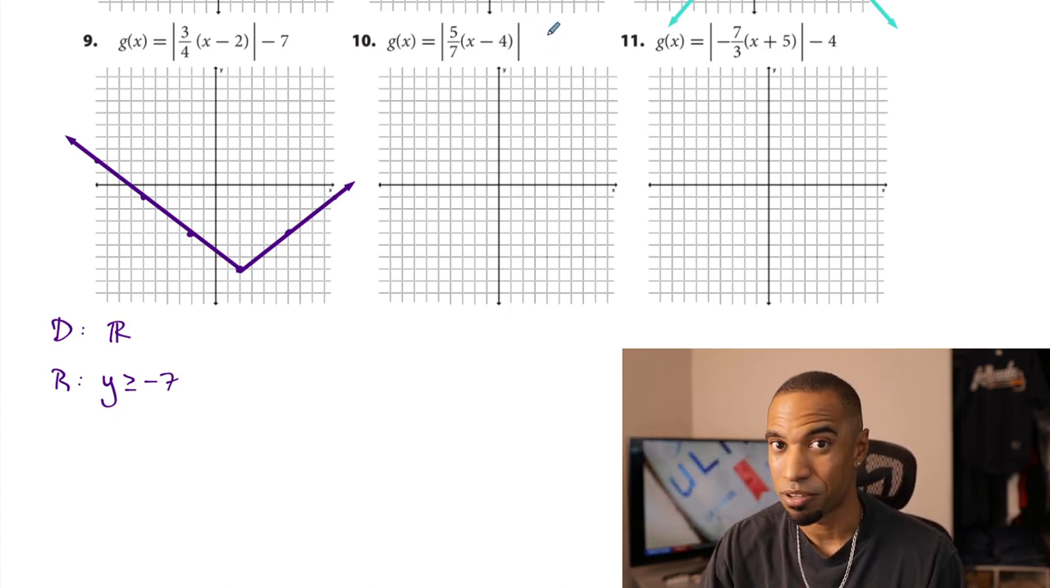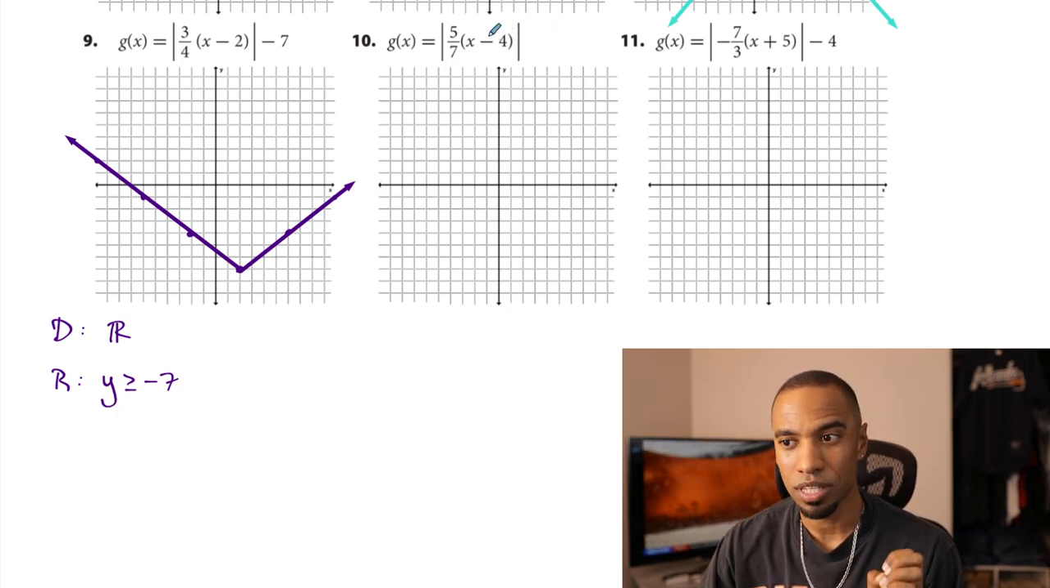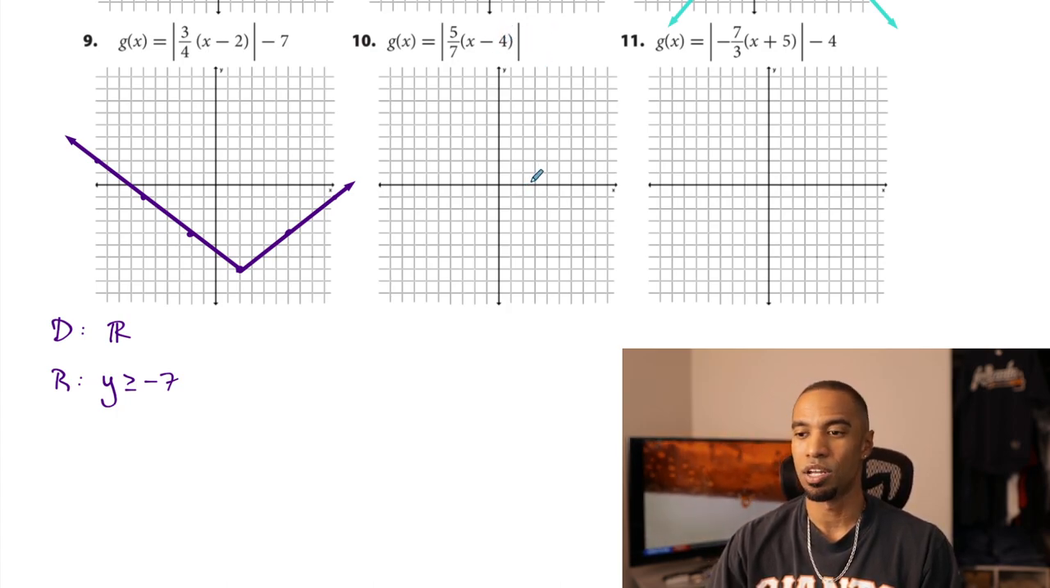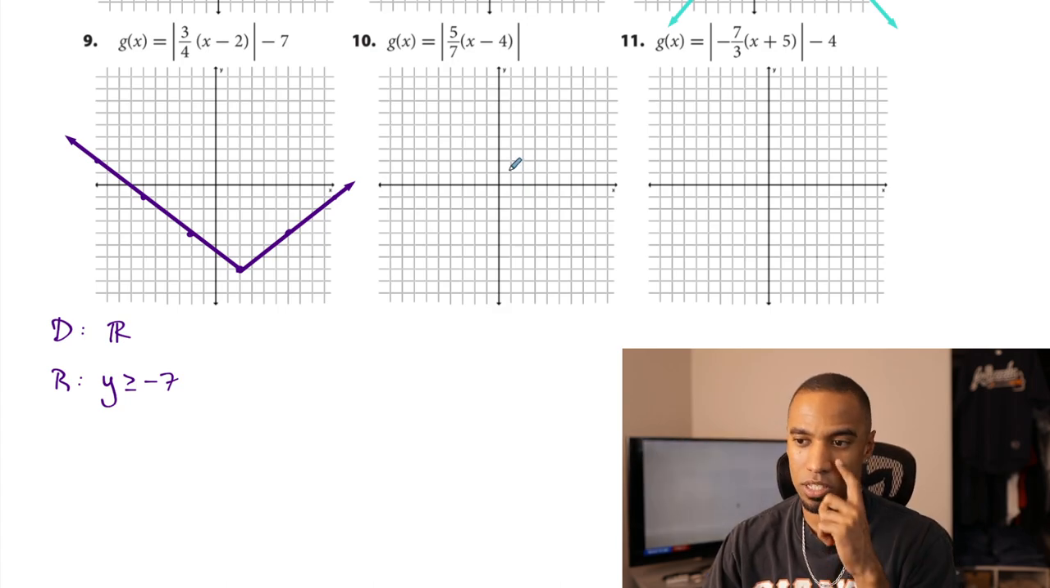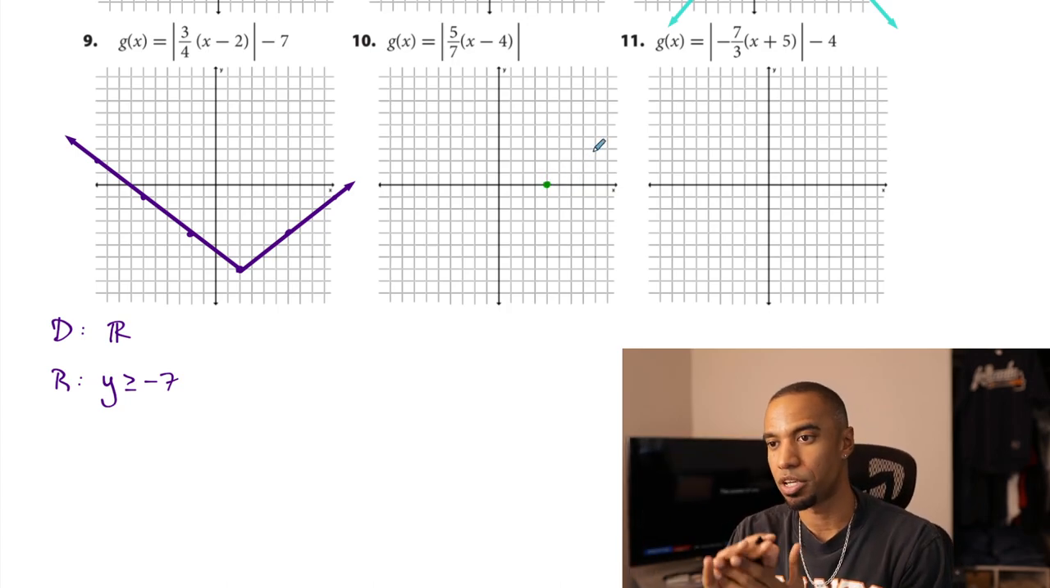Factor the 5/7 out. Take its absolute value. It still becomes 5/7. Your k value is non-existent. Let's see if I can go without writing those and see if you can understand it. That means there's no translation up or down. It's only to the right. We are going to go right 4 units for our vertex, 1, 2, 3, 4 units, and not go up or down at all as far as vertex translation goes.